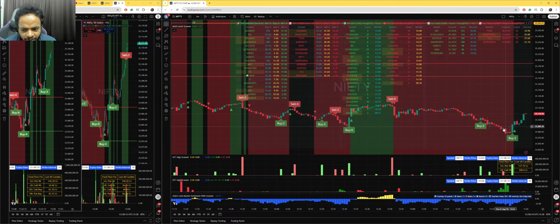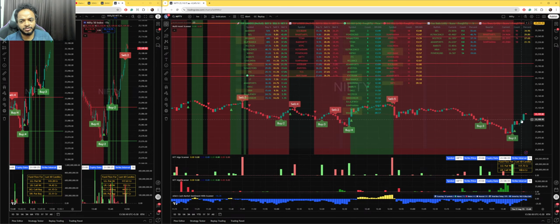Even on an expiry day, if you go in the money, you can easily get 10 to 20 points to scalp with this move.